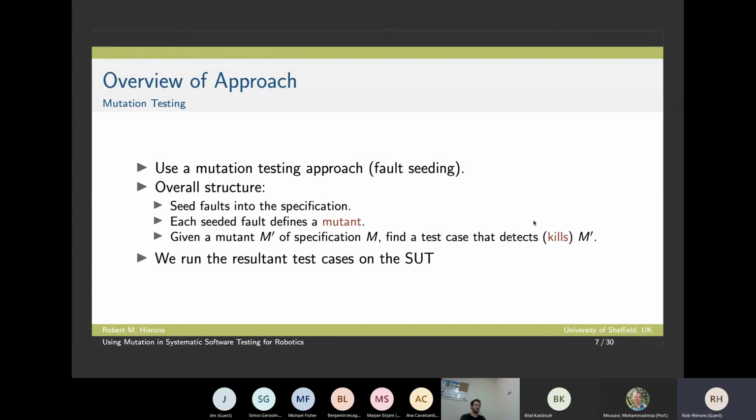We take a mutation approach, as mentioned, so we seed faults. At the moment, we're seeding faults into the RoboChart model. When we seed a fault into the RoboChart model, that defines what's called a mutant, and it's done via mutation operators. At the high level, we have mutants of a specification. We try to find test cases that show that these are faulty. These test cases are then guaranteed to find certain classes of fault, and we apply them to the system.